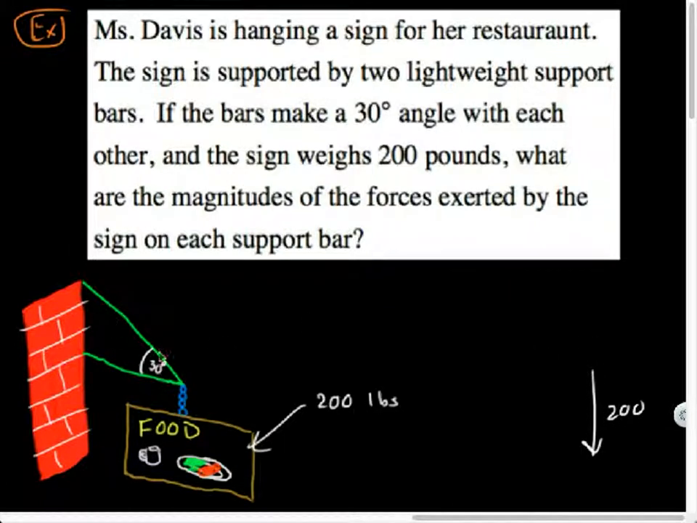All right. How about this top bar? What direction do you think that has to pull in order to counteract? Is it pushing towards the sign or pulling away from the sign? It's actually pulling away from the sign. So this vector is like this. I'll label that force 1.